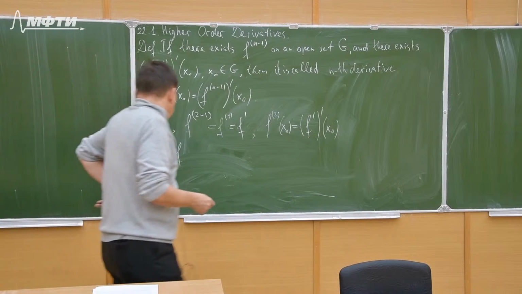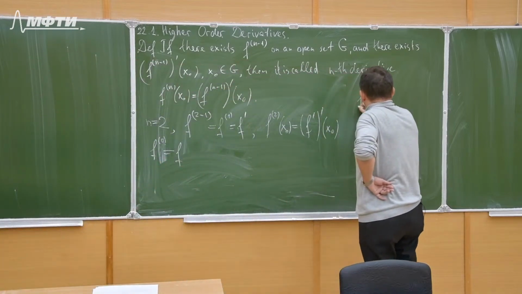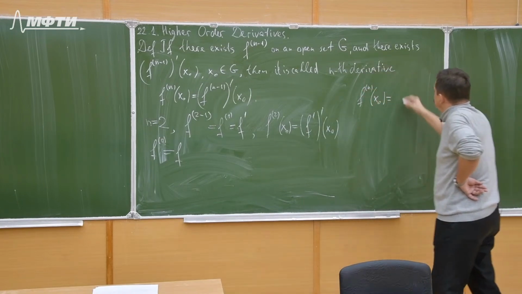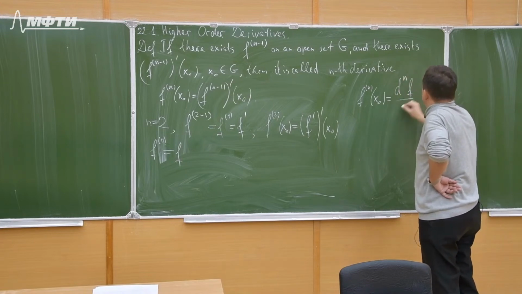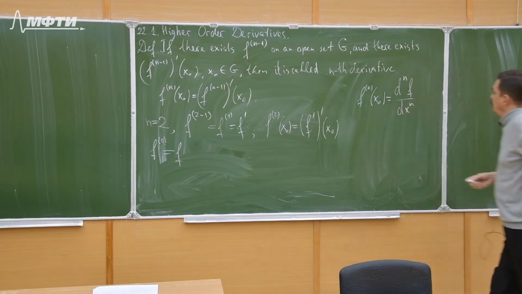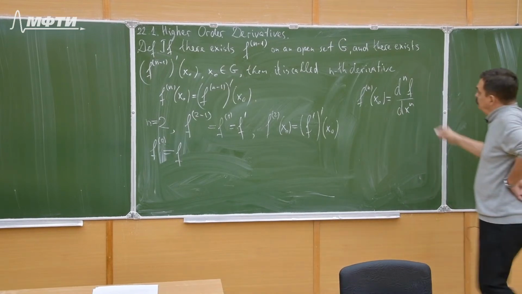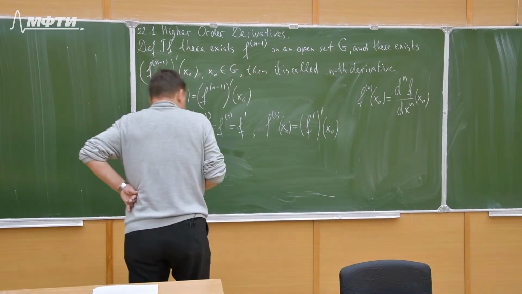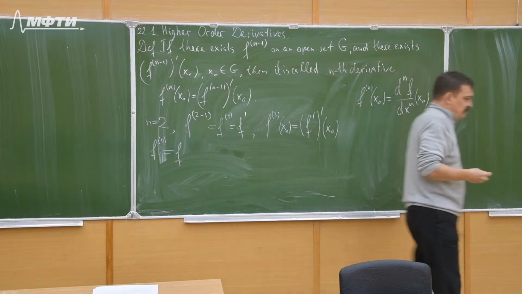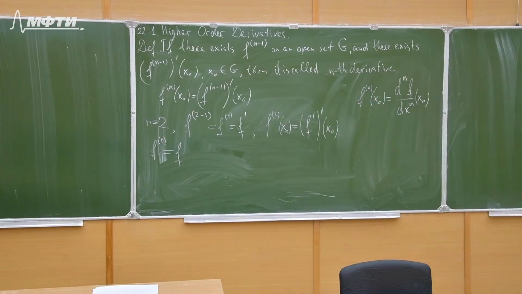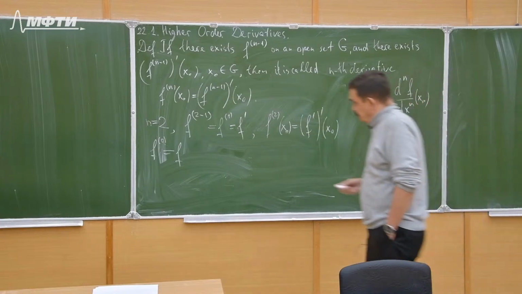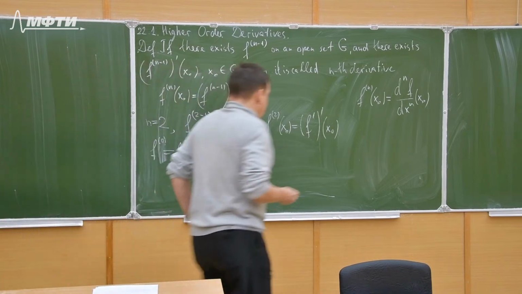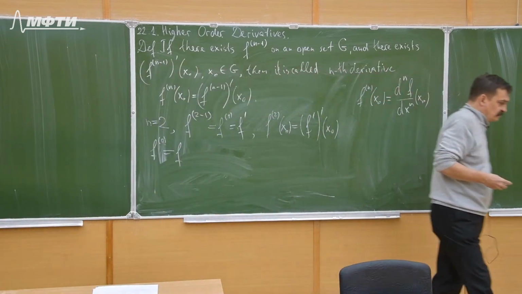There is one more notation. We can denote it also by d^n f over dx^n at x naught. But what appears here is called differential, but it is not included in your lecture notes, so we'll not talk about the formal sense of this notation yet.